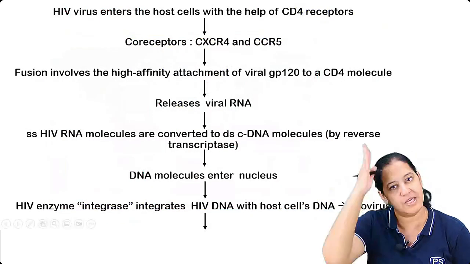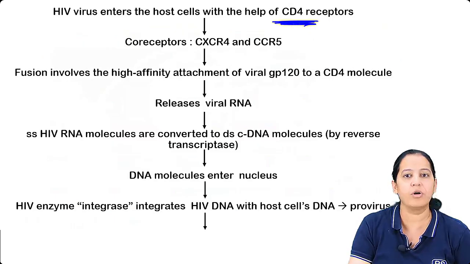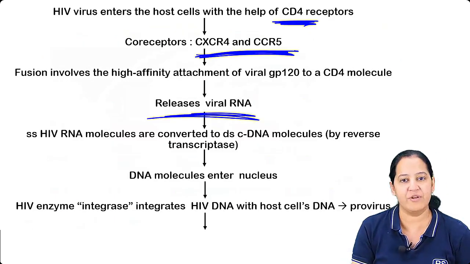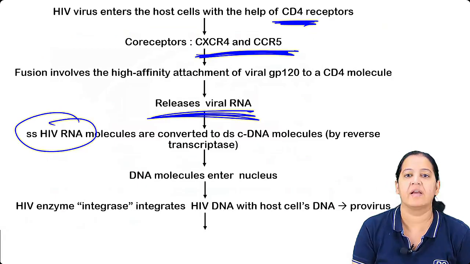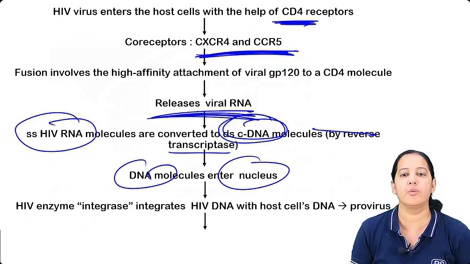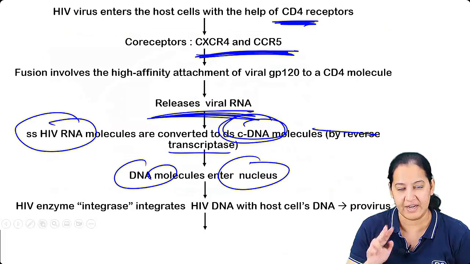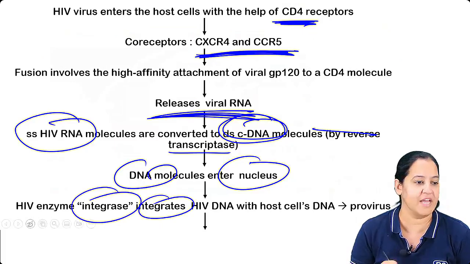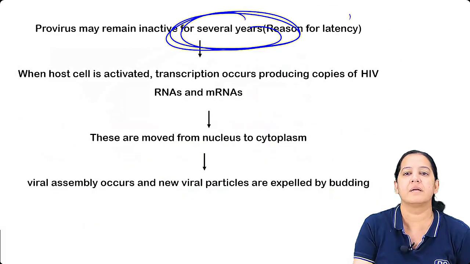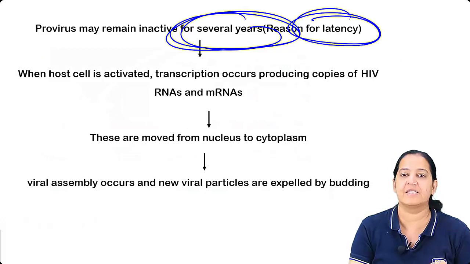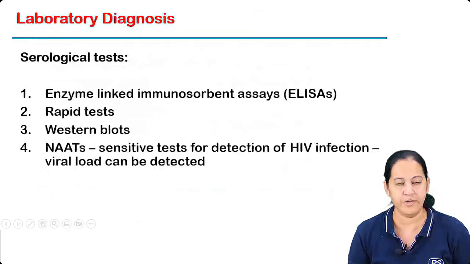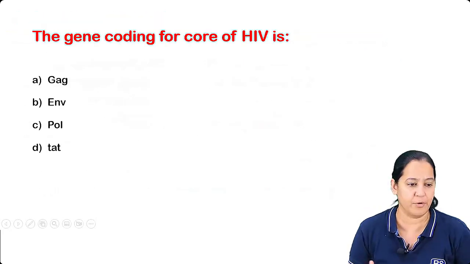So the same story is written. First main bond, then co-bond, then penetration. After that, the RNA is converted to complementary DNA by reverse transcriptase. Then DNA will enter the nucleus. After that, it will integrate. For integration, the integrase enzyme is required. It will integrate and a provirus is formed. It will remain latent for several years. That is latency. After latency, several copies are formed. It will rupture and come out. Say yes. Got it? So those are the important things in HIV.